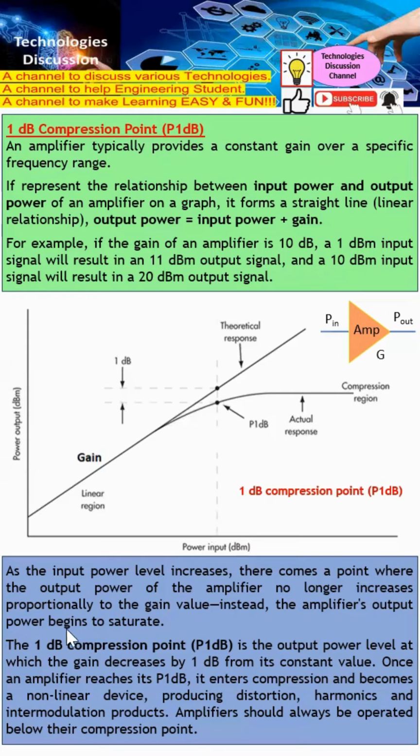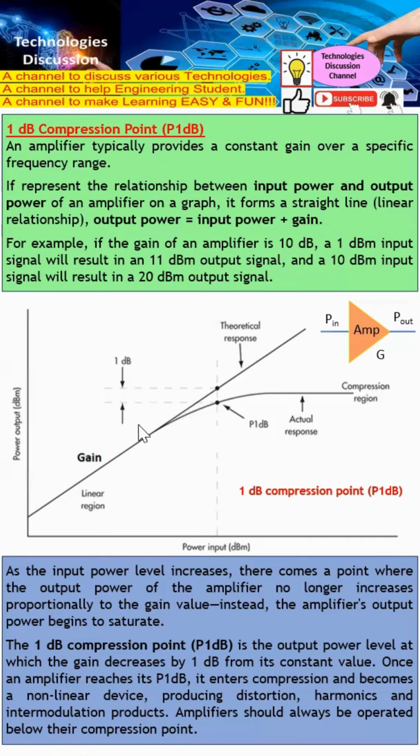The 1 dB compression point is the output power level at which the gain decreases by 1 dB from its constant value. Once an amplifier reaches its P1dB compression point, it enters compression and becomes a non-linear device, producing distortion, harmonics, and intermodulation products. An amplifier should always operate below this 1 dB compression point.